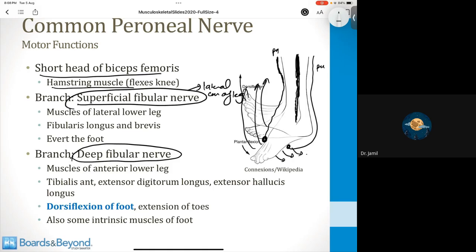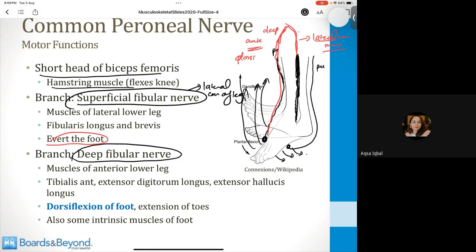Okay. Let me just repeat it again. You have 2 branches, superficial and deep. Superficial is going to supply the lateral compartment of muscles, and the deep is going to supply the anterior compartment. So for the anterior, it's obvious that they are going to insert somewhere here on the leg. So if you are just pulling them, it's going to lead to dorsiflexion, right? So the deep is going to supply the anterior, the superficial is going to supply the lateral, which is going to help in eversion of the foot.